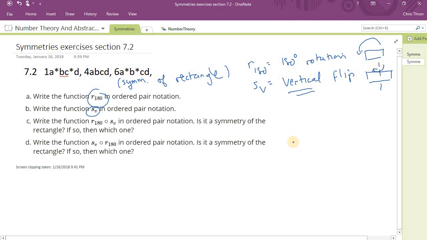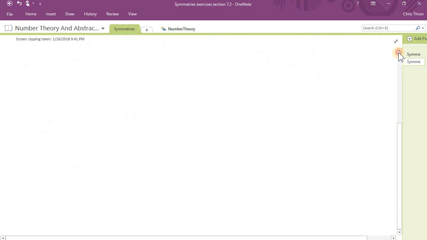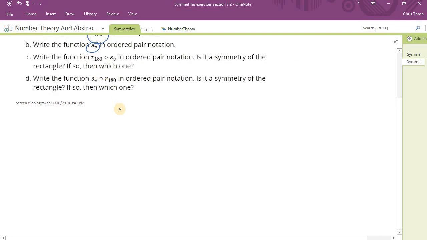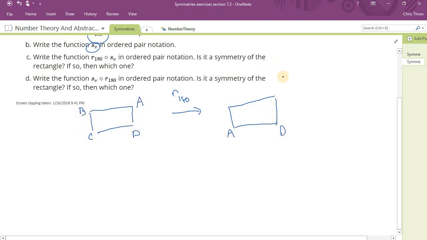All right, so how is this going to work? Let's just see what R180 does to the rectangle. If I have my original rectangle ABCD, and then I apply R180 to it. So again, you can make a model or whatever you want to do. R180 means that this is going to go around like that. The A is going to go over to C, and the B is going to go to where D is, and then the C is going to go where A is, and then the last one is B.